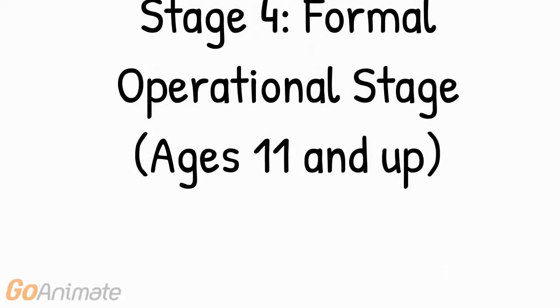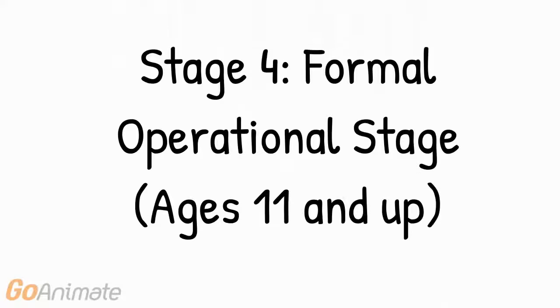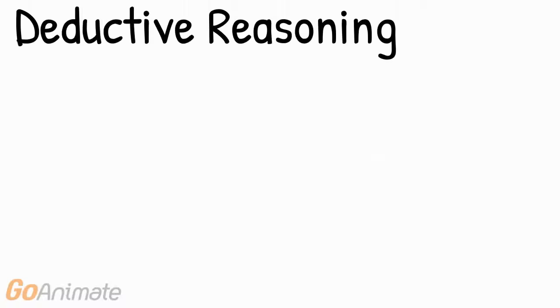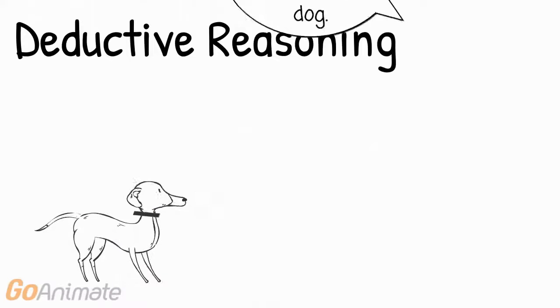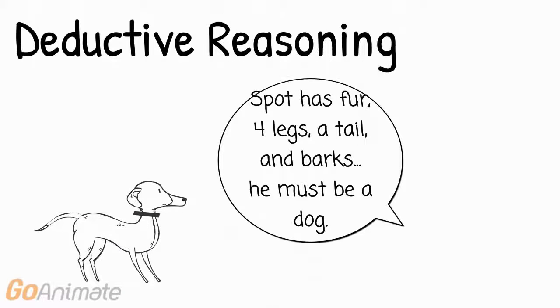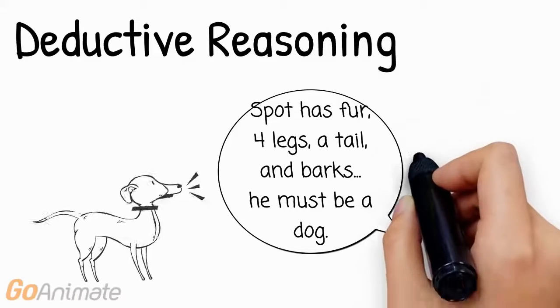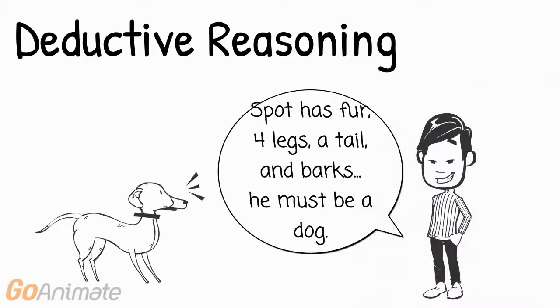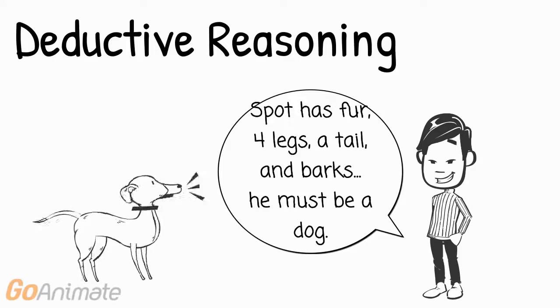The formal operational stage is from ages 11 and up and is the fourth and final stage of Piaget's theory. Children in the formal operational stage, however, are able to use deductive reasoning. So in this example, the child is able to conclude that this creature has fur, 4 legs, a tail, and it barks. It must be a dog. He's able to take all that information together and draw a conclusion.